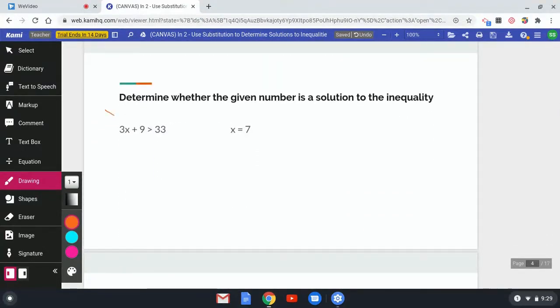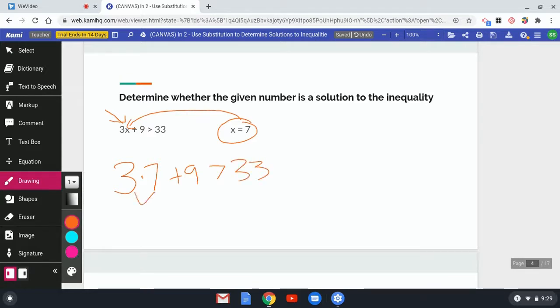Let's try this one. Let's read our inequality first. 3 times x plus 9 is greater than 33. And they want us to see if x equals 7, does it make it true? So let's substitute in and solve. 3x does not mean 37. It means 3 times 7 plus 9. Is it greater than 33?